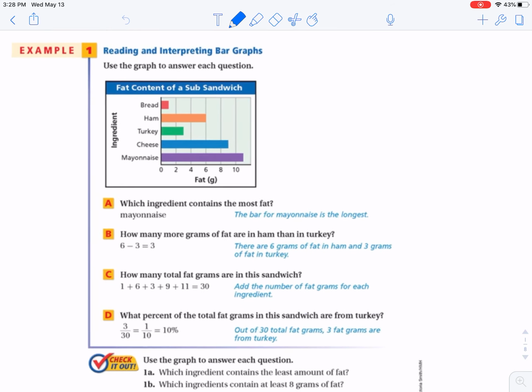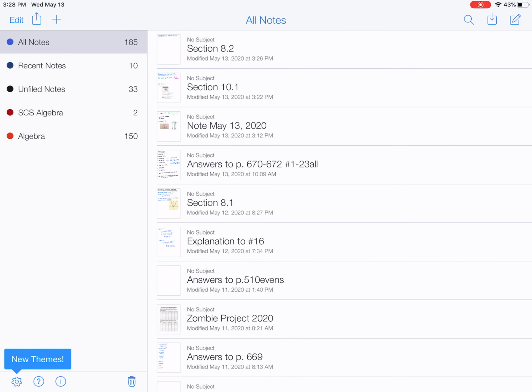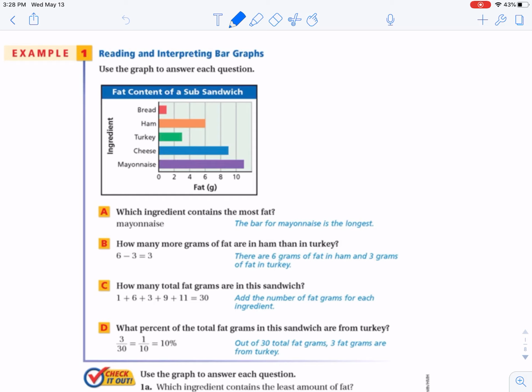So this particular problem from the textbook was talking about the ingredients on a sub sandwich, the fat content specifically. And they were asking these questions. They wanted to know, for example, question number 1, which ingredient contains the most fat? So you'd look at your graph and look at which bar is the longest. Again, my fifth grader, my third grader, and probably my kindergartner would be able to tell me which bar is the longest. And it is that simple. You would simply say mayonnaise because that's the purple one and that happens to be the longest.